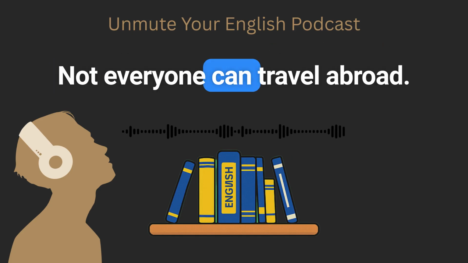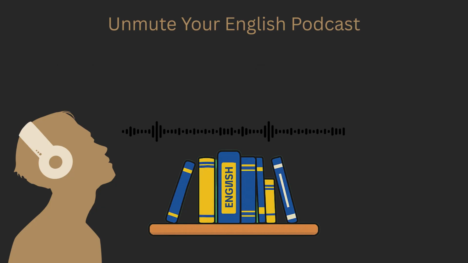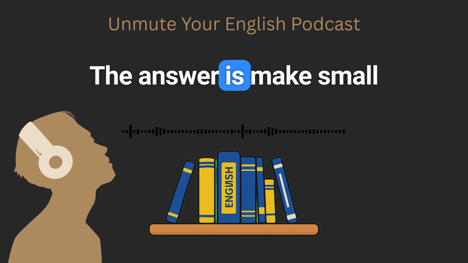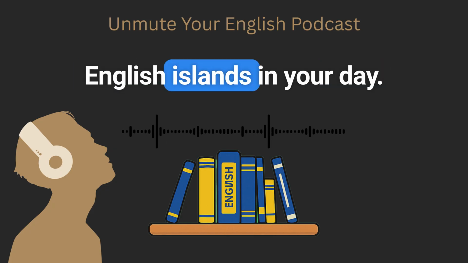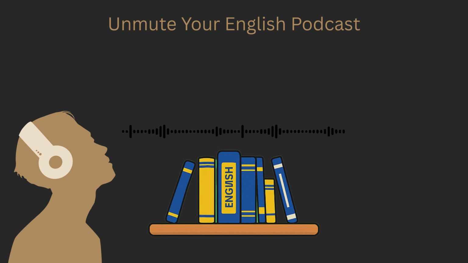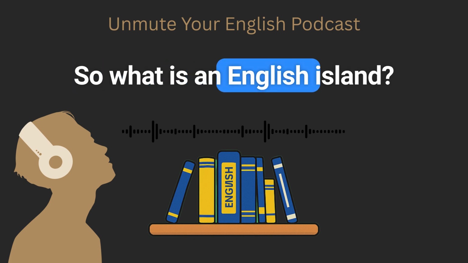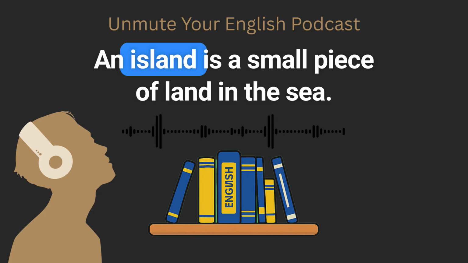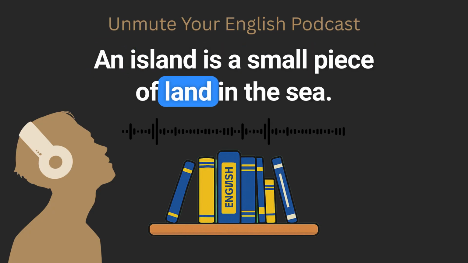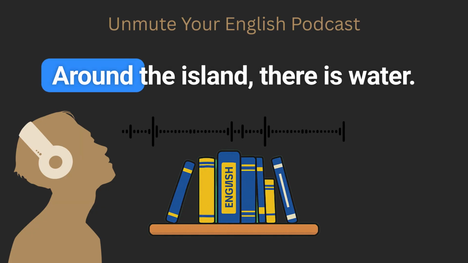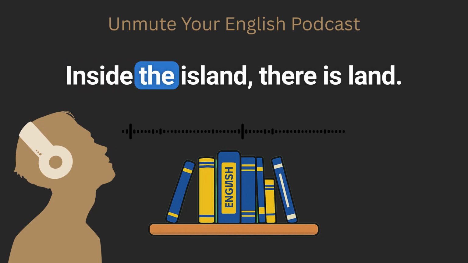Not everyone can travel abroad. So, what can you do? The answer is, make small English islands in your day. So, what is an English island? An island is a small piece of land in the sea. Around the island, there is water. Inside the island, there is land.